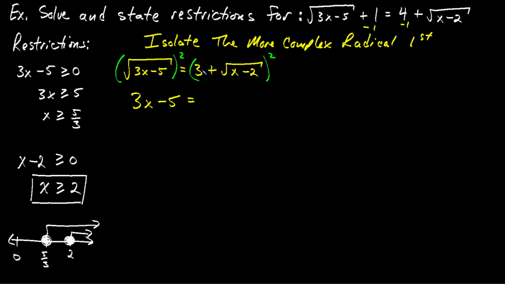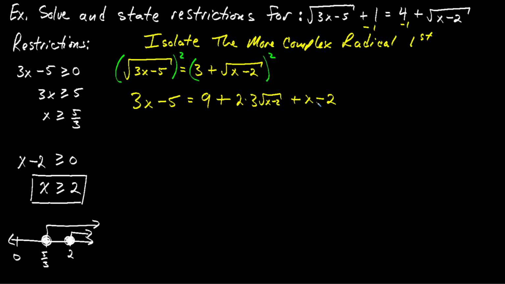On the other side, when we square this, we're going to square the first term, so it's going to be 3 squared, which is 9, plus the middle term, which is 2 times 3 root x minus 2, right? Because I'm going to get 1 from each cross term. And then on the end, I'm going to get root x minus 2 times root x minus 2, which is x minus 2.